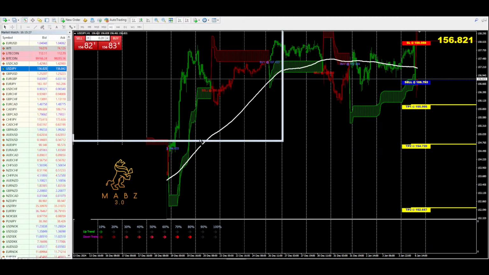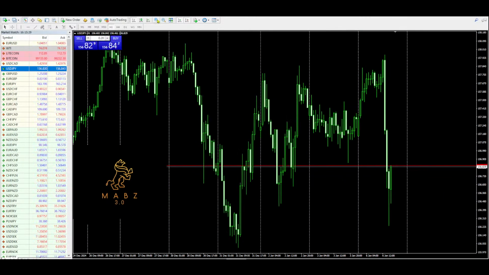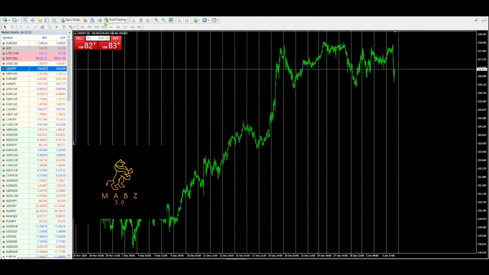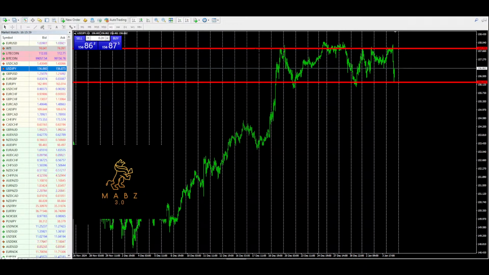Let me open up a clean chart so you guys can see what I'm talking about. If you look at this chart, this is the same chart. Look at this, the market is ranging here. So a signal that we get from this one here, I would go in with a lesser lot size than I usually do, because of the range. It's not a clear trend.